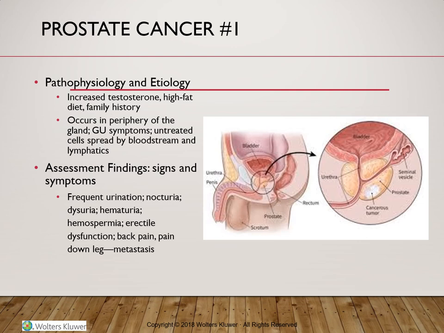In other cases, unfortunately, the first symptoms will be those of a metastasis. That will be at the level of the bones, where they come and complain of back pain, a pain that usually goes down the leg as a result of metastasis compressing nerves.